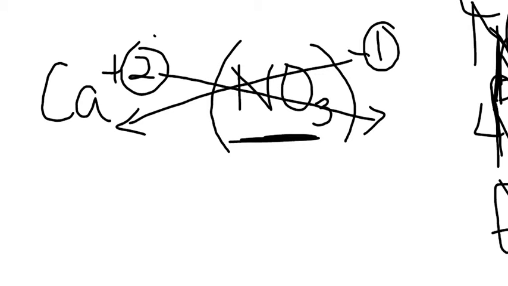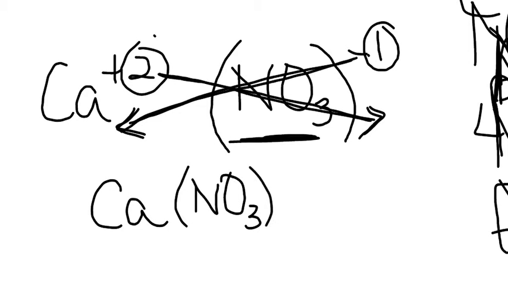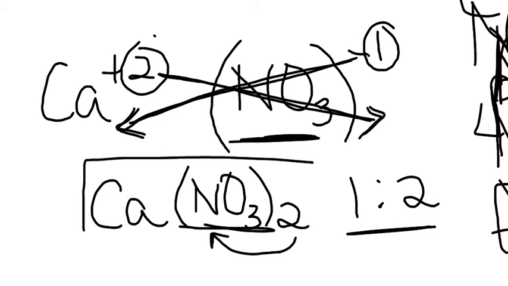So when I write the formula, I'm going to get calcium, 1, and I'm going to get 2 nitrates. So I'm going to write nitrate inside parentheses, and the 2 out here tells me it applies to the whole entire ion. So the ratio is 1 calcium to 2 nitrates. This ratio cannot be further reduced, so this formula is empirical. It's written correctly as it is.